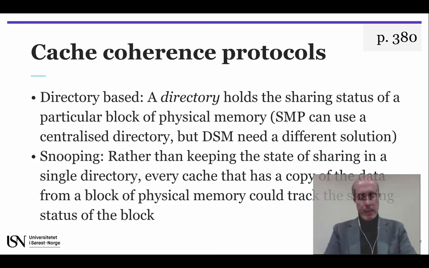The second class is called snooping, and in that case, every cache that has a copy of the data from a block of physical memory could track the sharing status of the block. Let's look at a specific example of snooping for centralized shared memory systems.